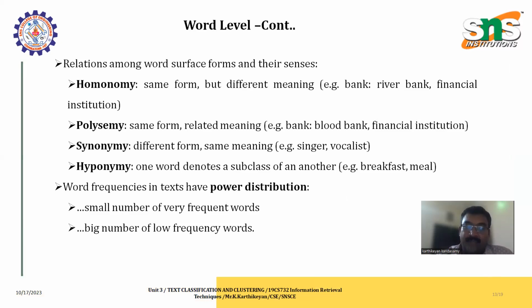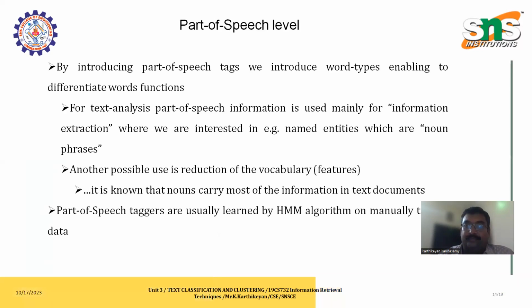This is the word level, based on four concepts: homonymy, polysemy, synonymy, hyponymy. These are processes to evaluate your word's basic conditions. For example, homonymy: same form but different meaning. Polysemy: same form, related meaning. Synonymy: different form and same meaning. Hyponymy: one word denotes a subclass of another. This is the word-level process.